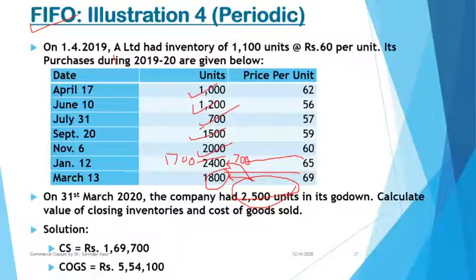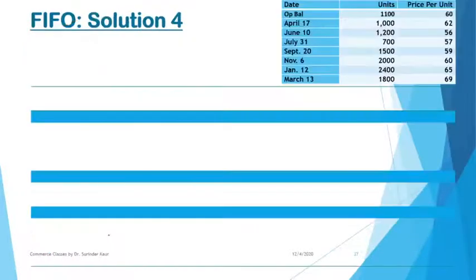Although for cost of goods sold, you can apply the formula that you have studied in your 11th and 12th standard. Opening stock, which is of 1100 units. Okay, we forgot this. This is also sold, right? So your opening stock plus all purchases. These are all purchases. Then minus closing stock that you will be measuring here, right? So you can apply that formula. Now let us see the working of this system.